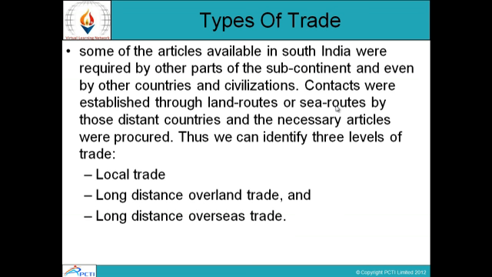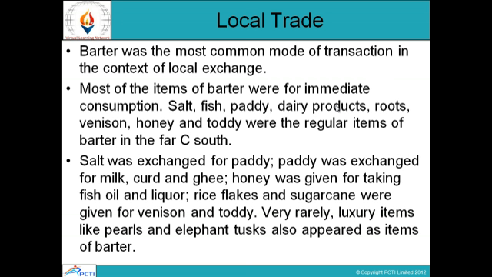So we can identify three levels of trade: local trade, which happened within themselves, long distance overland trade and long distance overseas trade. Local trade. Barter was the most common mode of transaction in the context of local exchange. So there was no money system; there was a barter system in which commodities were exchanged against each other. One commodity was given and in exchange another product or good was taken.